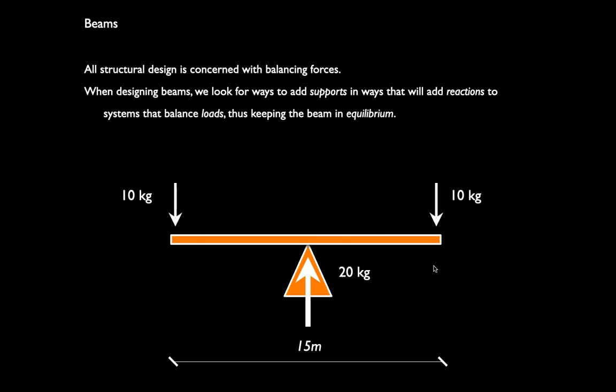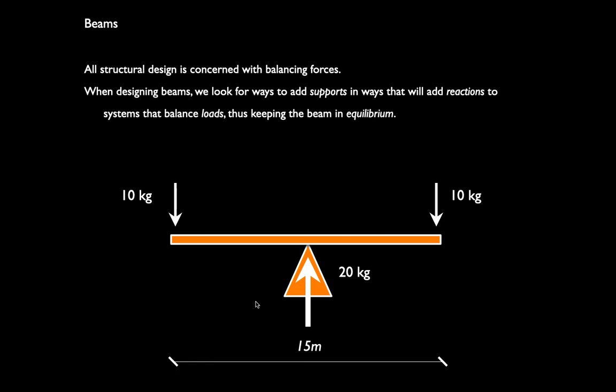Intuitively, we know this balances. The way we can do this mathematically is we say that there's 10 kilograms times its lever arm, in this case 7.5 meters, so that is 75 kilogram meters, and it's going to be exactly the same on the opposite side. But notice what's happening. This load is imparting a moment that goes clockwise. This load is imparting a moment that goes counterclockwise, and that's really how they balance, right?